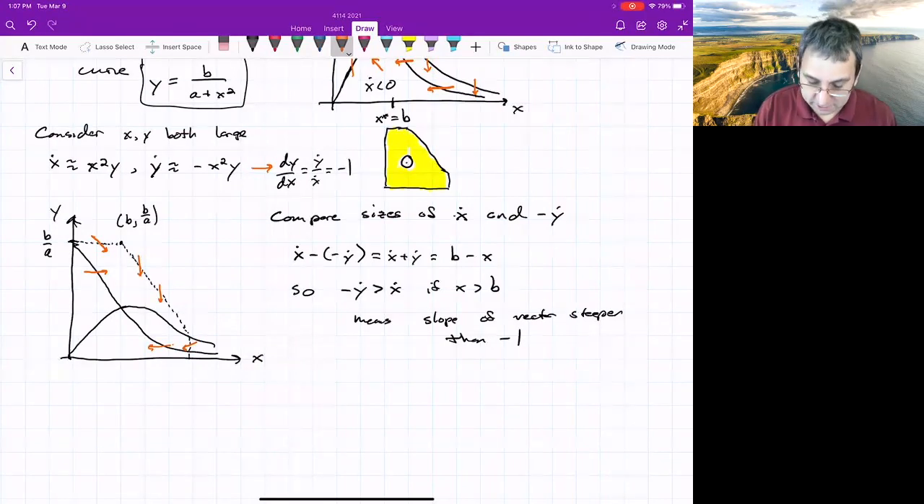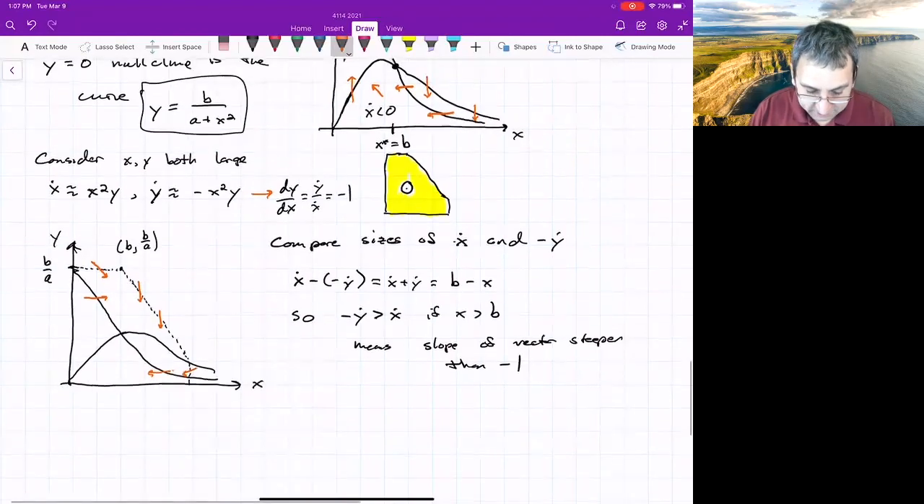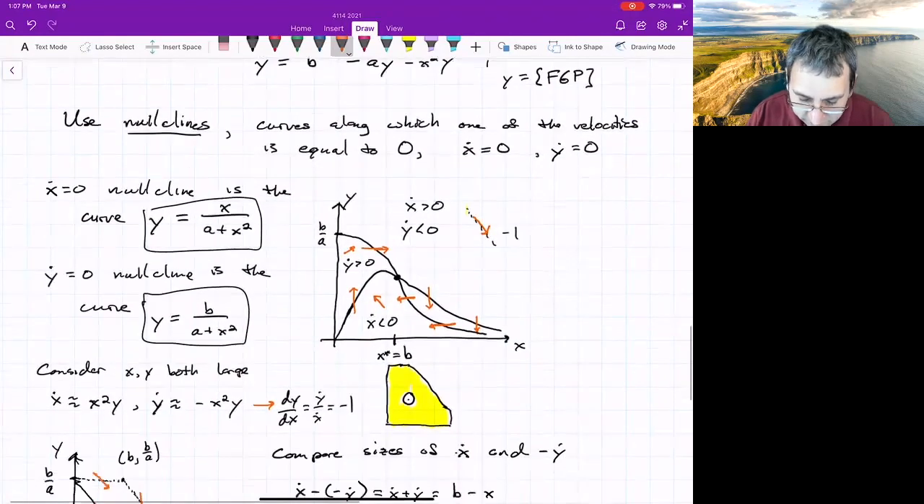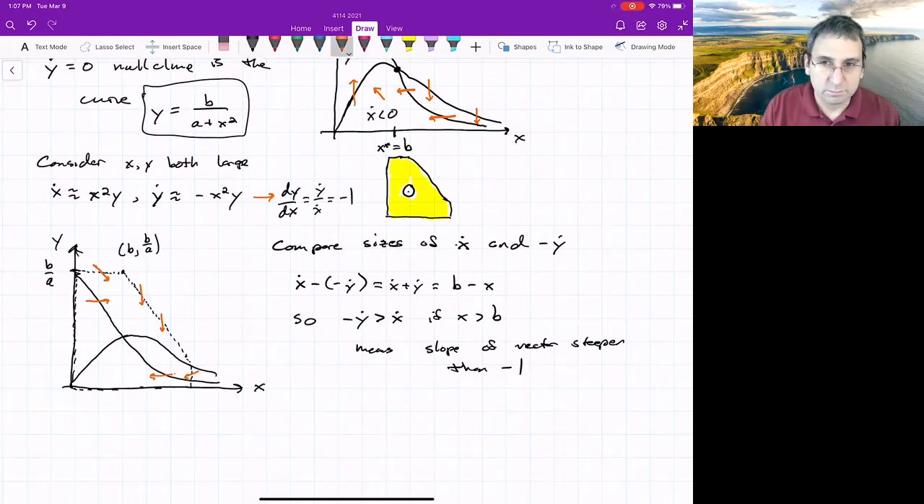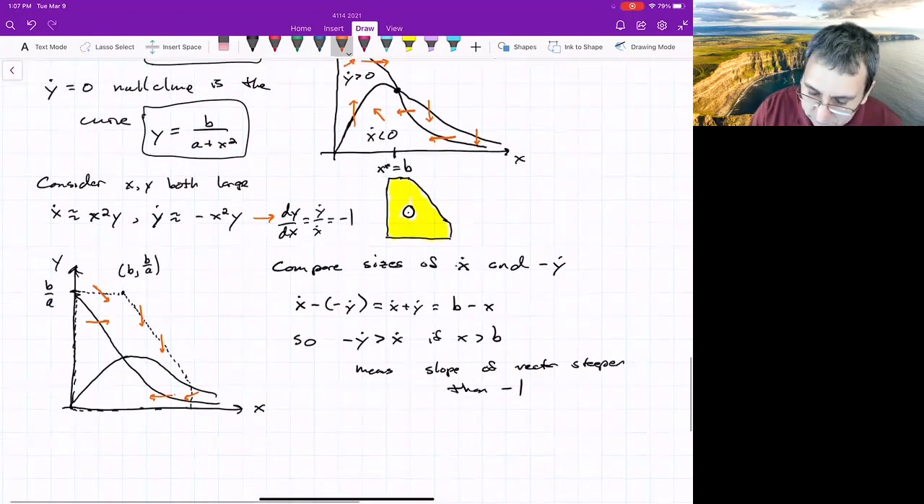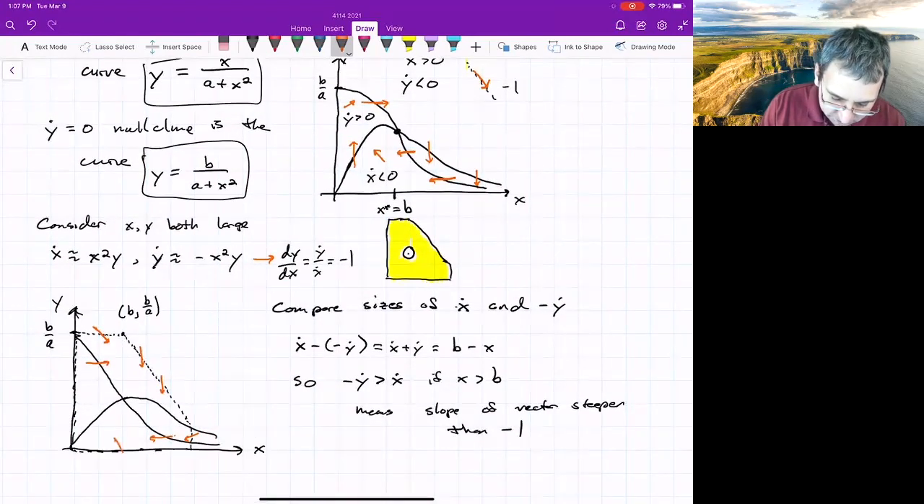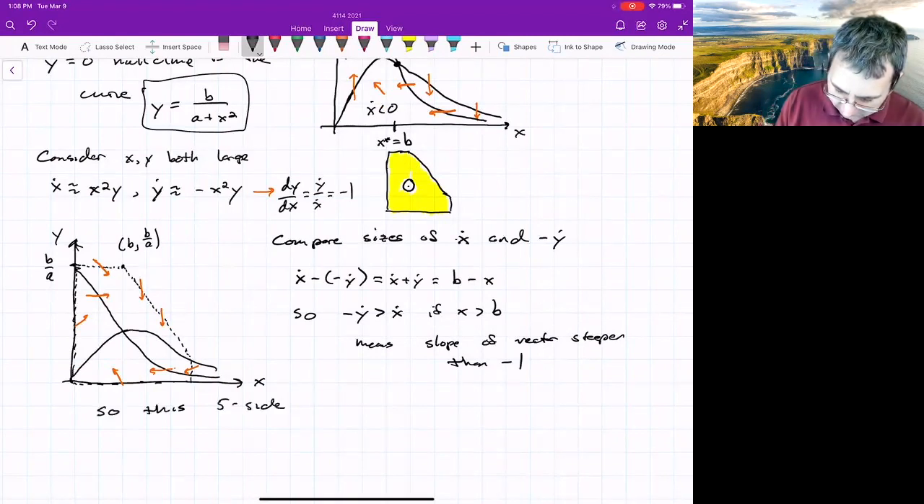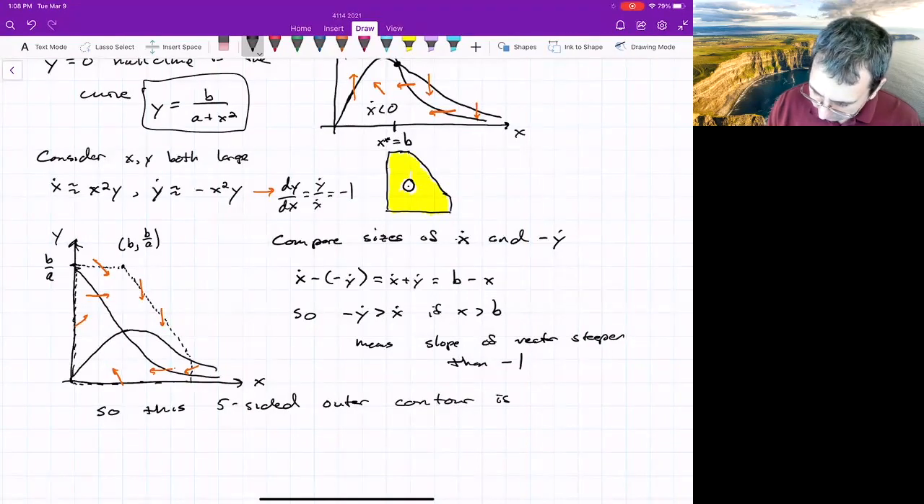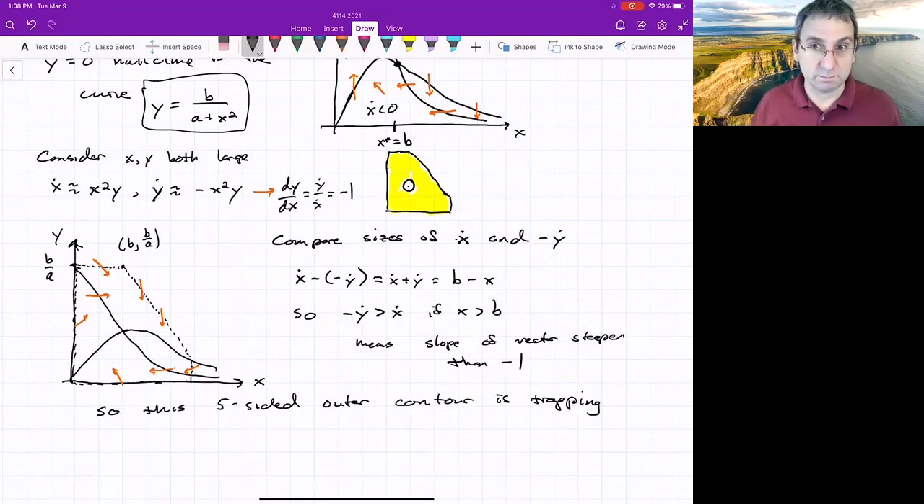What about the other axes? Well, we could look at what x dot and y dot are when we're along the x and y axes. So if we were to draw, say we're choosing these x and y axes, it's the other part of this. The arrows are pointing, as we could figure out even from the nullclines, the vectors pointing inward. So we've established the outer part of our trapping region. I don't know what this shape is. It's 5-sided. So this 5-sided outer contour is trapping. Got the vectors pointing inward.